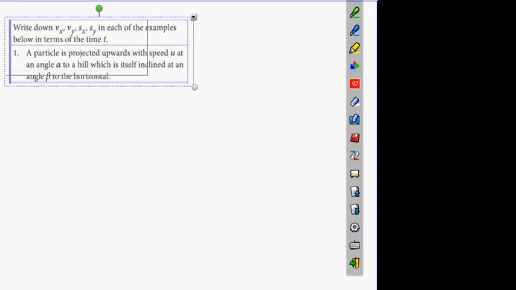Okay, so write down phi x, phi y, sx, sy in each of the examples below in terms of time t. Unlike the last question, what we've dealt with until now is horizontal projectiles. In horizontal projectiles, when you throw a projectile up and down again, sx is the distance along the x-axis, sy is your distance into the air at any given point, phi x is your speed going to the right in any given instance, and phi y is your speed going up or down in any instance.